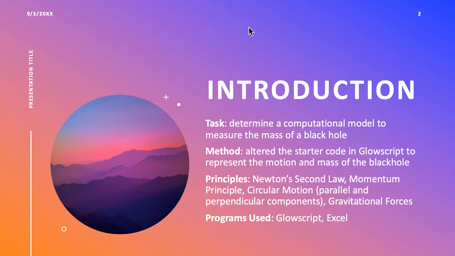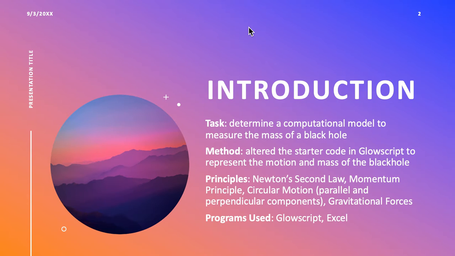Oh, there we go. Okay, so for a bit of an introduction, my task was to determine a computational model to measure the mass of a black hole. And to do this, I altered the starter code in GlowScript to represent the motion and mass of the black hole. Some main principles used were Newton's second law, the momentum principle, circular motion being the parallel and perpendicular components, and gravitational forces. Not only did these help in conceptualizing what was happening, but also it helped alter the code in GlowScript. And so the programs used were GlowScript and Excel.